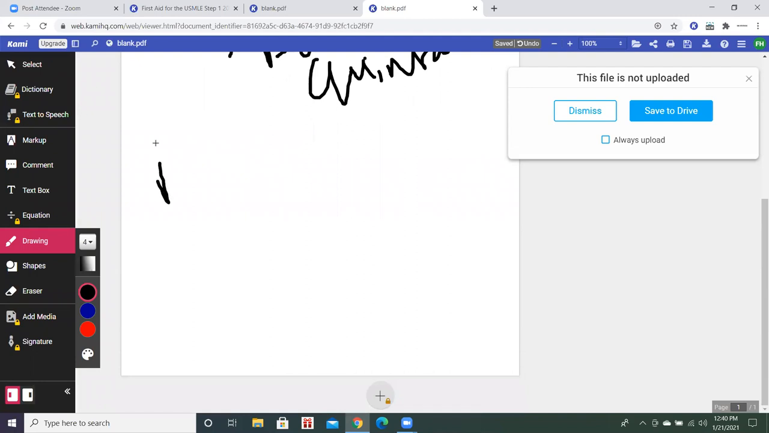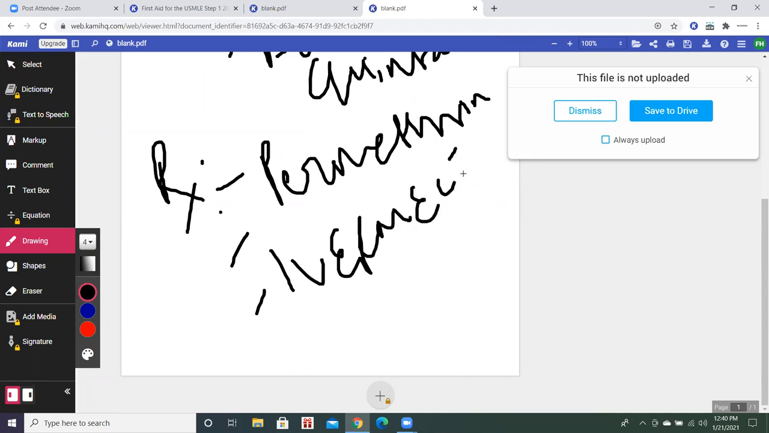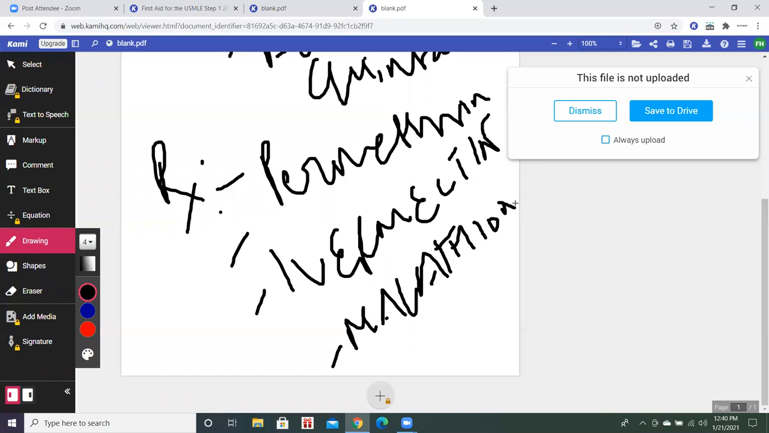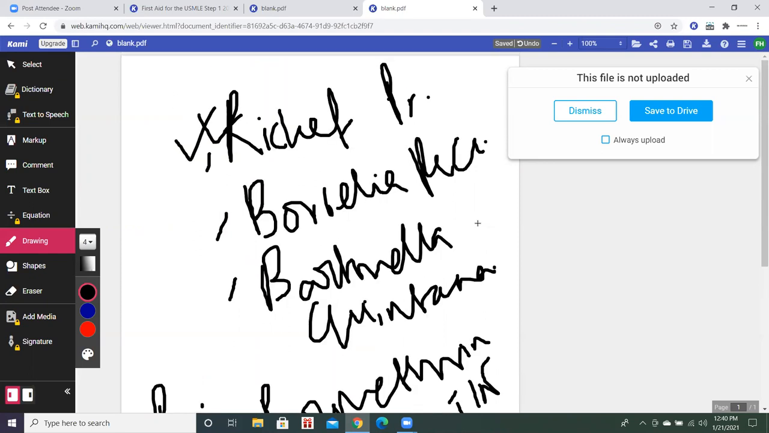Okay, treatment-wise, once again, it is the same thing. Permethrin cream, then ivermectin, and we can also give another one that is known as malathion. Okay, are we clear, guys?